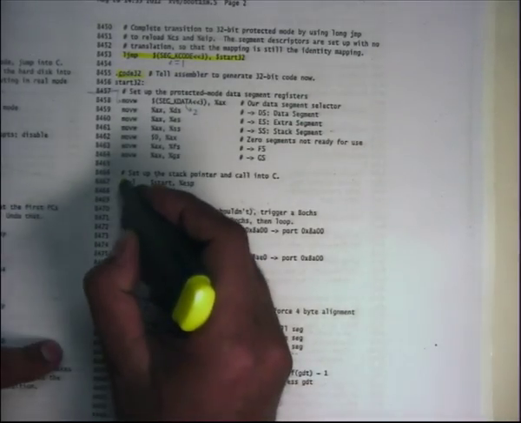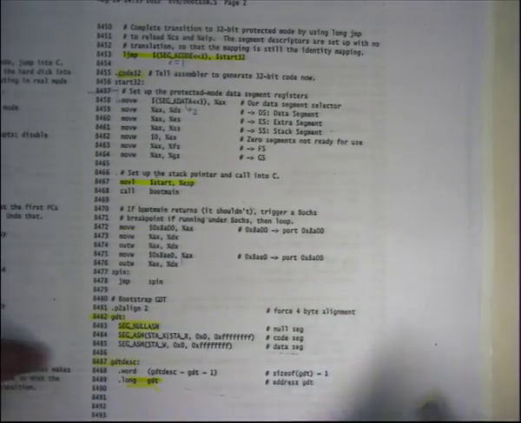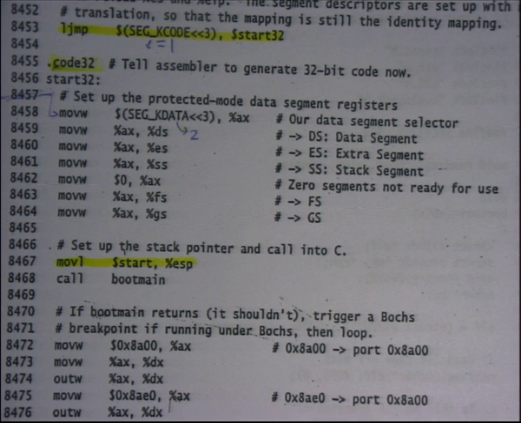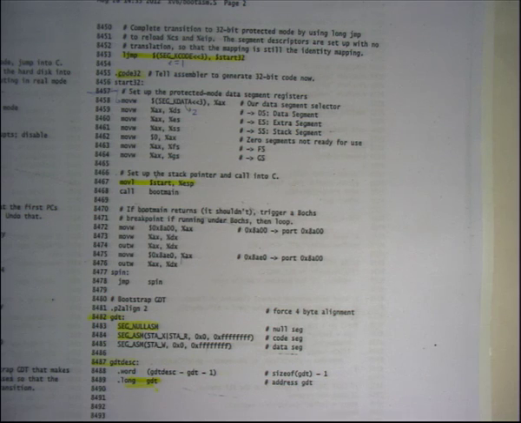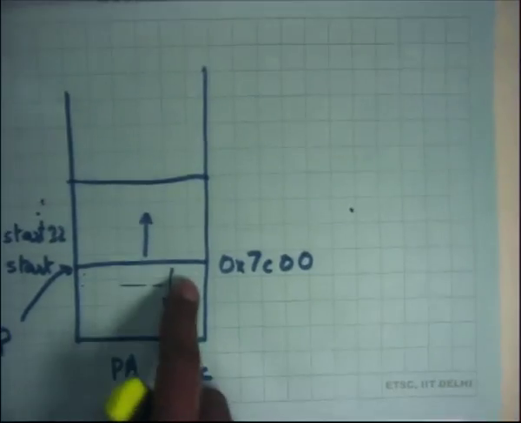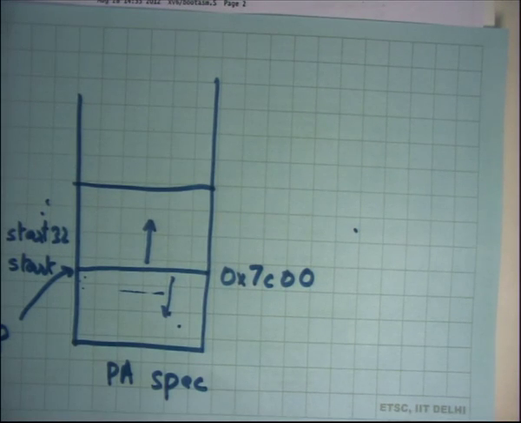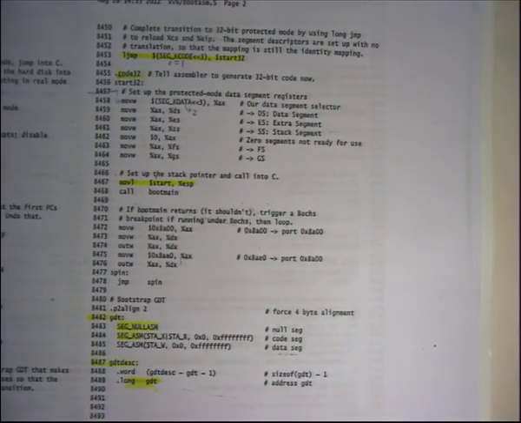When I say move $start to %ESP, I am putting the value 7c00 into ESP, and then the next thing I do is I make a function call to boot main, and so the return address gets stored at 0x7c00, actually 0x7c00 minus 4, that is where the return address will get stored, and ESP will get decremented by 4.